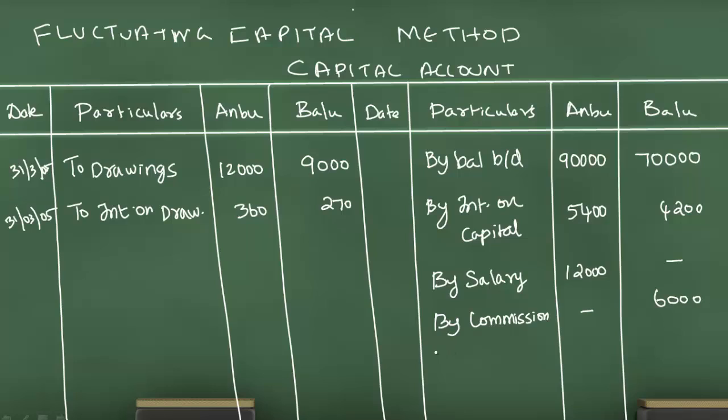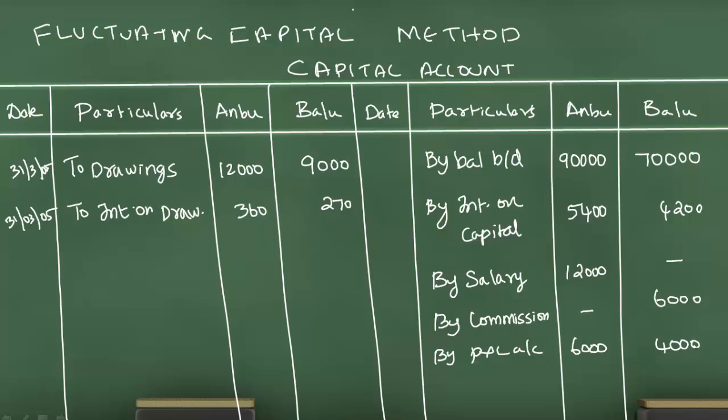And share of profit will be written by P&L account, because the share of profit is taken from the profit and loss account. That's why the partner's capital account is credited by P&L account, and we have seen in the question it is 6,000 and 4,000. So I think now we have attended to all the items given in the question.